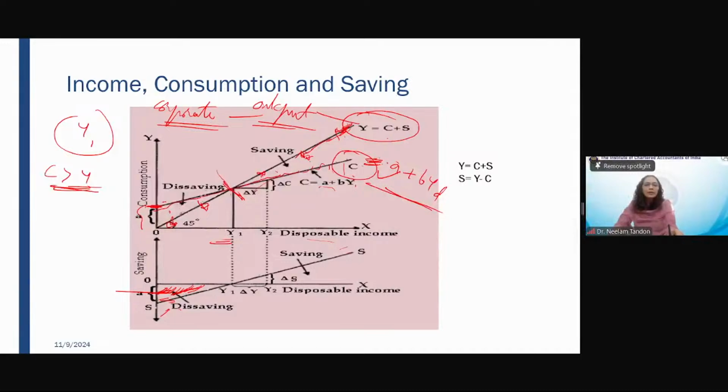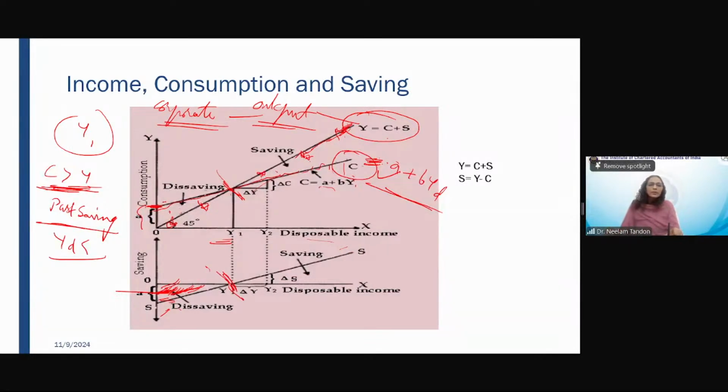Absolutely. So y1, जब तक y1 तक आप नहीं पहुंच रहे, when the economy has yet not reached y1, what is happening? This is a scenario. Consumption is more than income. So आप क्या कर रहे हैं? Country, what is country doing? You are withdrawing from your past savings because your disposable income is less. So you are withdrawing from past. That is why this is dis-savings. Okay, so this is dis-savings because you are withdrawing from the past savings up to y dash, up to this point.